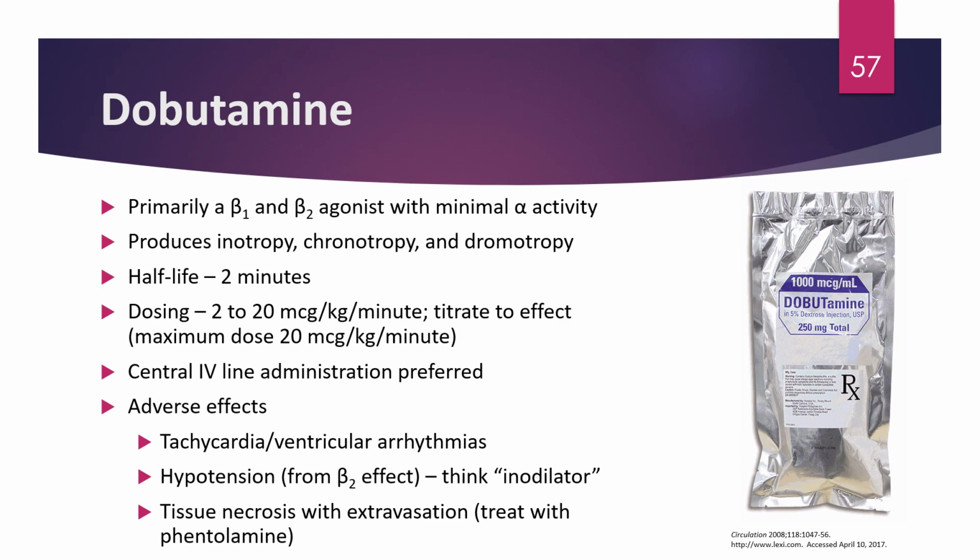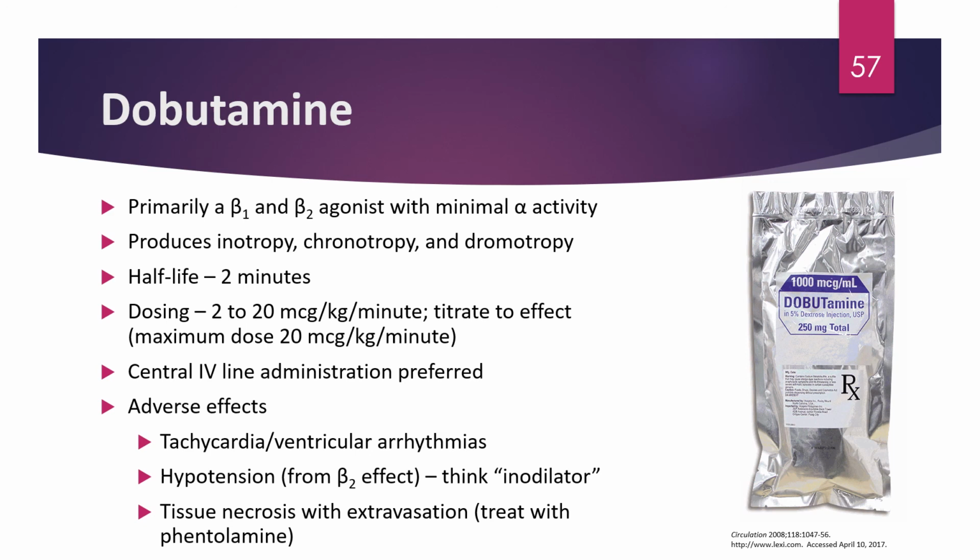Dobutamine is primarily a beta-1 and beta-2 agonist with minimal alpha activity. So whenever you think dobutamine, think just beta-1 and beta-2. As a result of activating beta-1, it produces inotropy, chronotropy, and dromotropy. Remember, one heart is where you find that 1 beta, beta-1. It has a short half-life. Its dosing is potentially titratable. Sometimes you may not titrate it, though. It just depends on what you clinically see. Sometimes if patients are getting worse, then you'll titrate it up. Central line administration is preferred with this agent, similar to our vasopressor agents, though dobutamine is not a vasopressor agent.